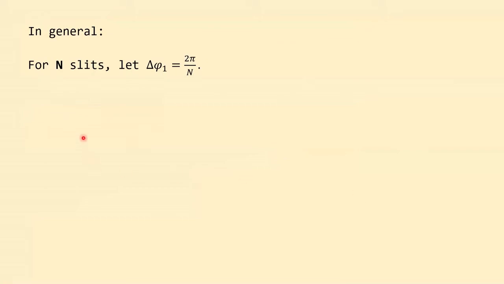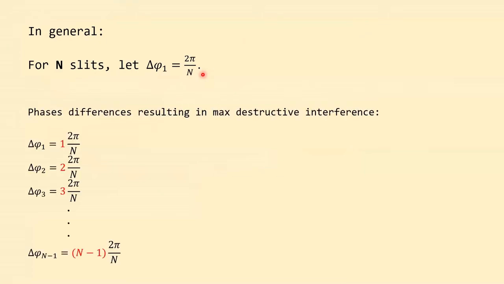If you have n slits, whether it's 4, 5, 12, 1,000, I'm going to use this notation, delta phi sub 1. You just take 360 degrees or 2 pi radians and divide it by the number of slits. That's what I was calling your basic unit of phase difference in a previous slide. And it seems that you can find a whole set of phase differences that result in perfect destructive interference, or max destructive interference, just by taking integer multiples of that first phase difference, delta phi 1. However, you have to stop short of multiplying by n.